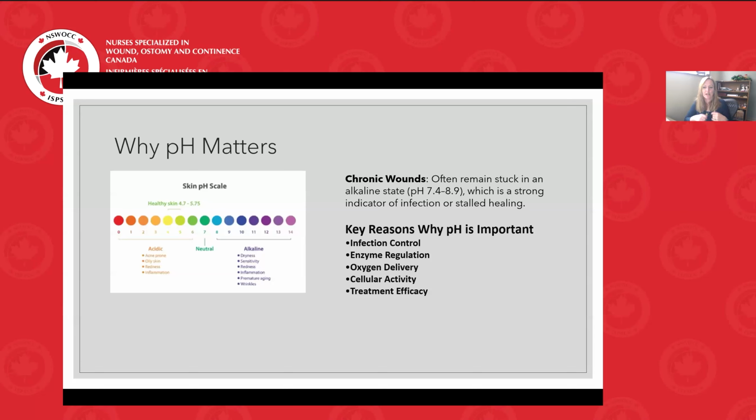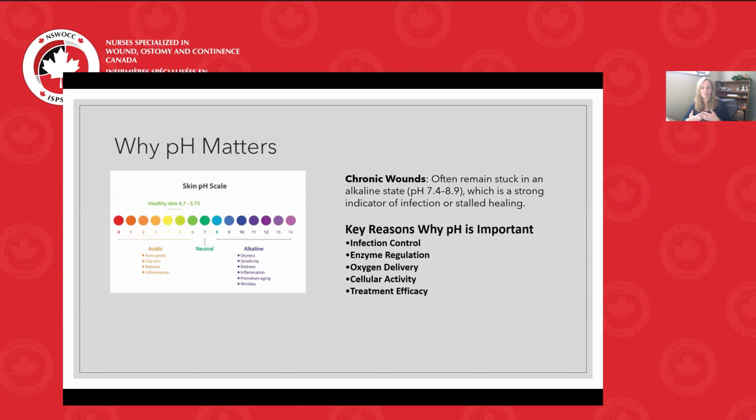We want to look at enzymatic regulation, and healing requires a balance of enzymes called proteases or MMPs. MMPs clear away dead tissue. In our chronic or hard to heal wounds, these enzymes are often overactive because of that alkaline environment, which leads to destroying healthy and new tissue instead of the dead or dying tissue. So reducing the pH slows these destructive enzymes and helps the wound transition from inflammation into repair.